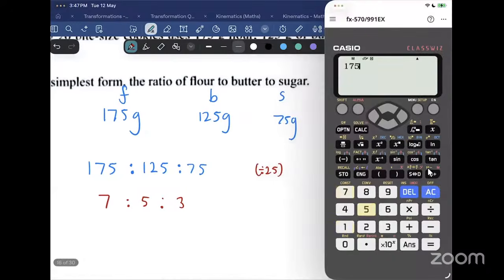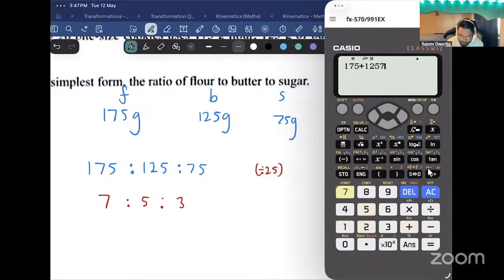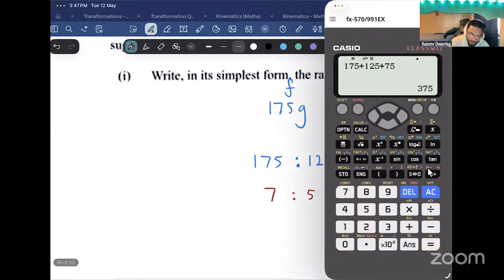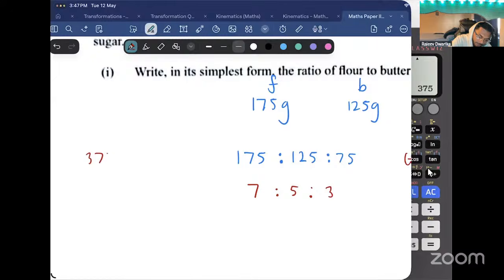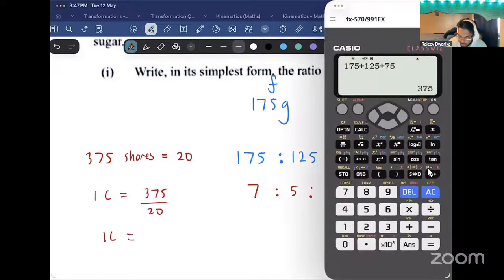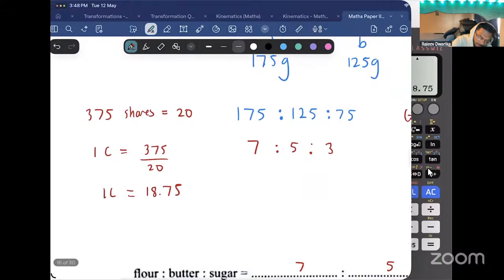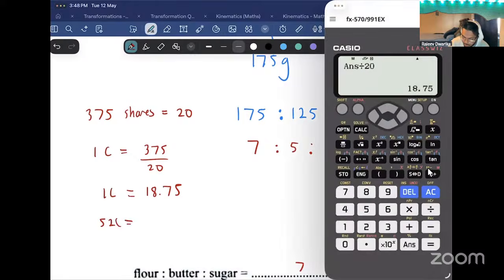So let me say 175 plus 125 plus 75. That's 375. So I can say 375 is equal to 20 cookies. I can try something here. So one cookie would be 375 over 20. I'm trying something here, we'll see if it will work. It should work. And I want to scale that up by 52. So 52 cookies is multiplied by 52. 975.